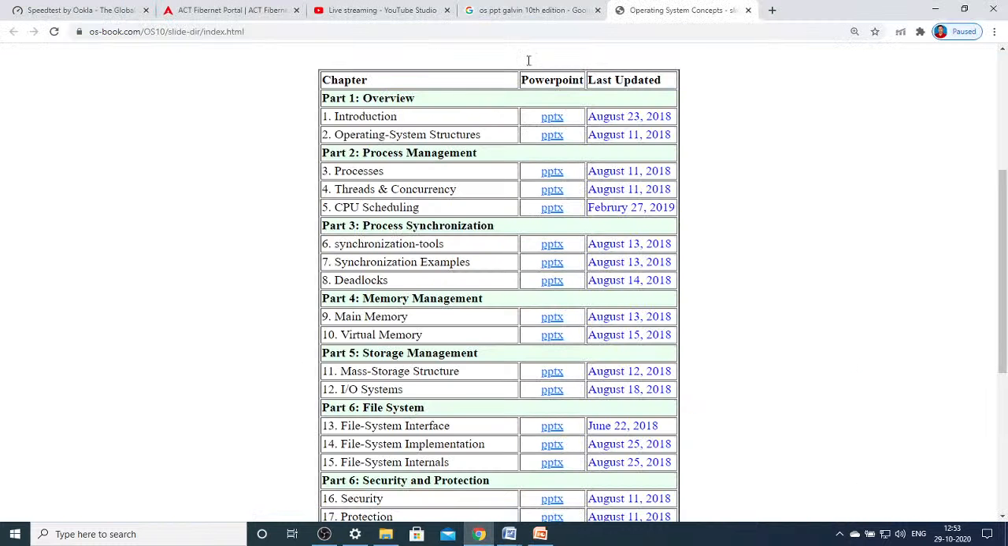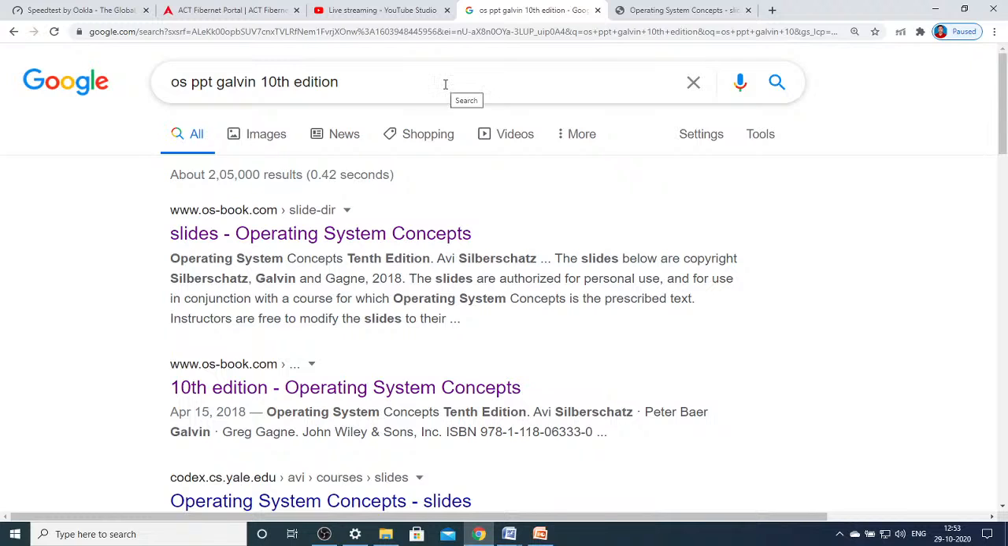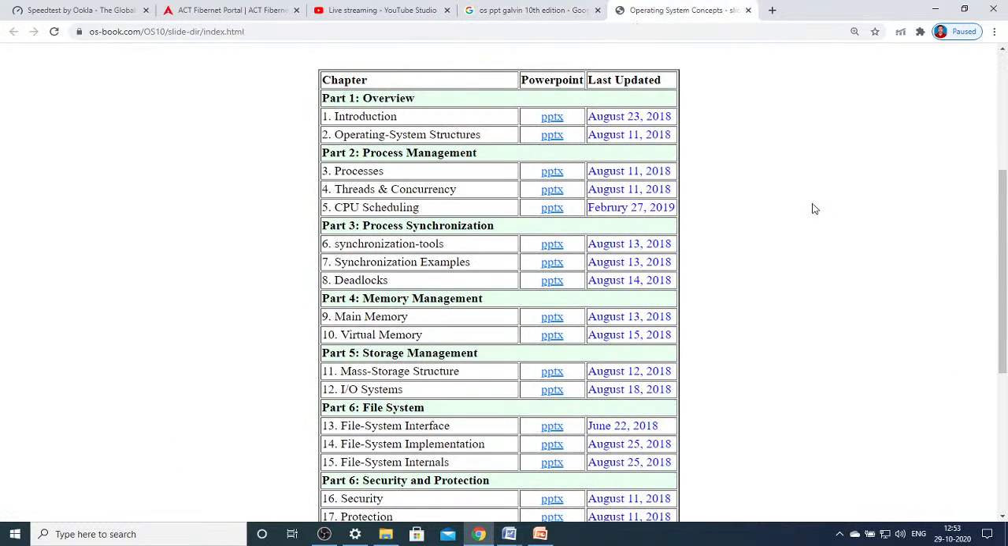And as mentioned, you can just type in Google OS PPT Galvin 10th edition, and the very first link, if you click, you will be able to see this particular page. And here, leaving out the 12th PPT, the 16 PPTs from 1 to 17 are sufficient for you.